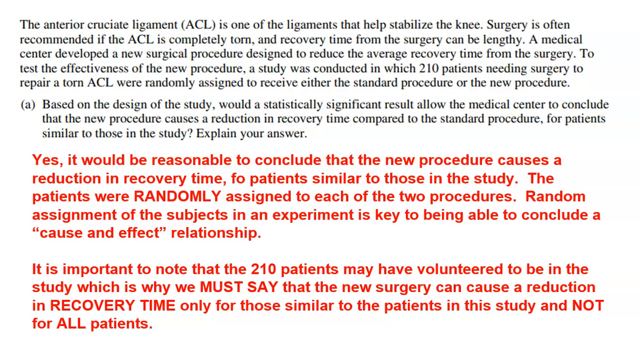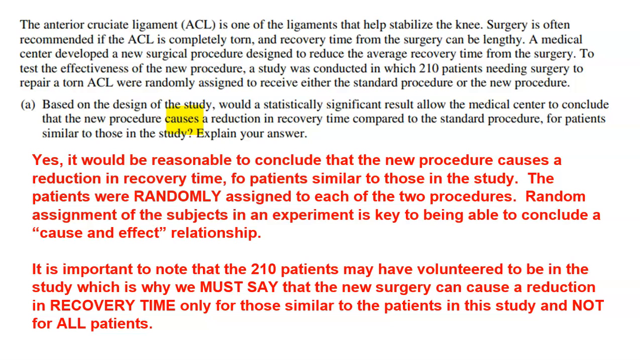Based on the design of the study, would a statistically significant result allow the medical center to conclude that the new procedure causes a reduction in recovery time compared to the standard procedure for patients similar to those in the study? So the key idea here is, could a statistical result allow us to use the word cause? Can we say that the new procedure will cause less time to recover compared to the standard procedure? Now, remember, we are allowed to use that word cause only if we have a well-conducted experiment. There's not a ton of detail here, but it does sound like they're doing an experiment, and you have to trust that they're going to follow all the rules of a good experiment. Therefore, we can use the word cause.